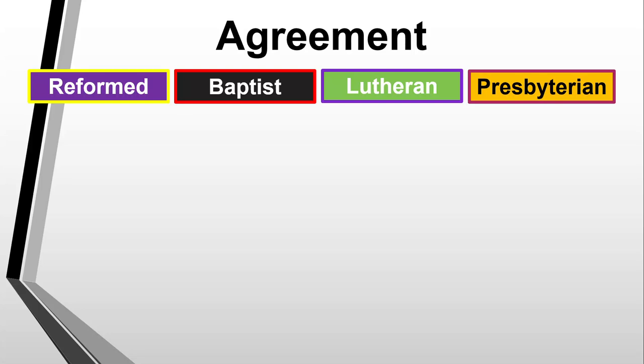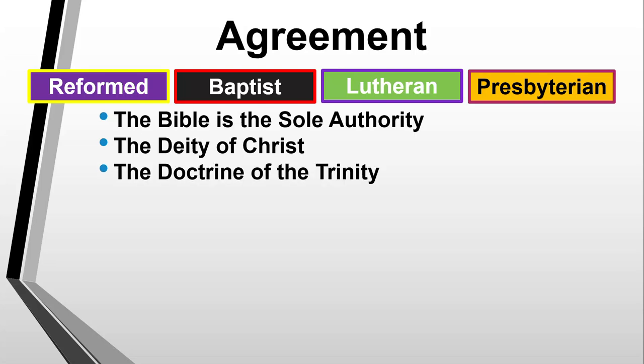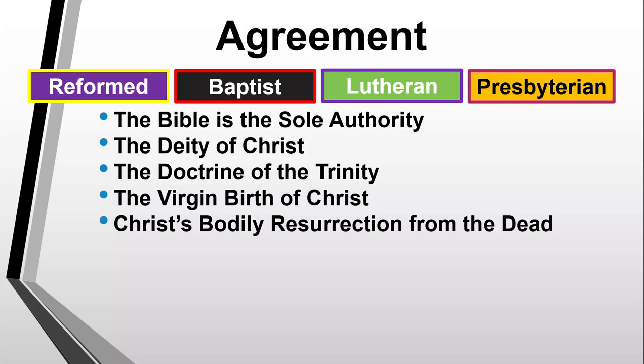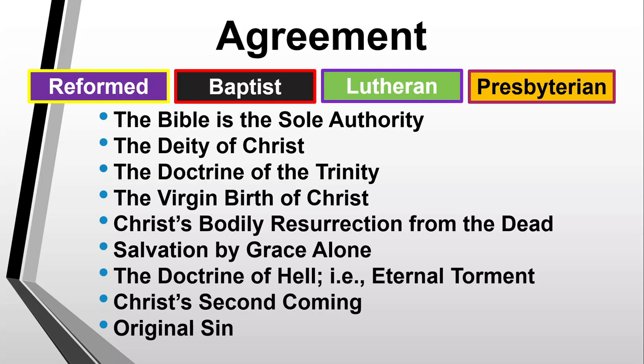These are essential doctrines. First, the Bible is the sole authority. The deity of Christ, the doctrine of the Trinity, the virgin birth of Christ, Christ's bodily resurrection from the dead, salvation by grace alone, the doctrine of hell, Christ's second coming, and original sin. General agreement here. As we move towards the non-essentials, you're going to notice great disagreement, and this list is not exhaustive either. This is just a small tidbit of where they differ.